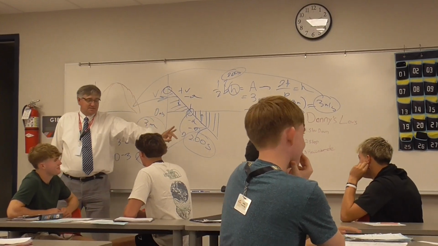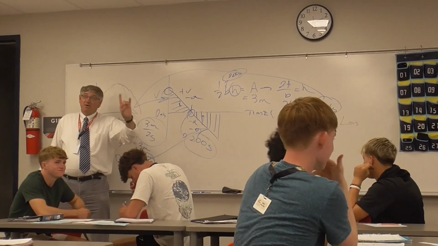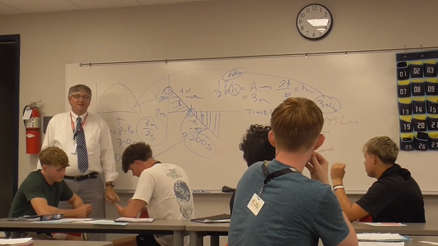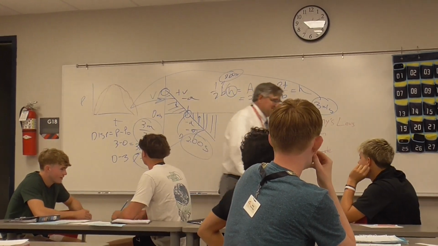What was the total distance traveled? 6. Distance traveled was 6. What's my overall displacement though? 0. So you can have no displacement but travel 6 meters. That's crazy.